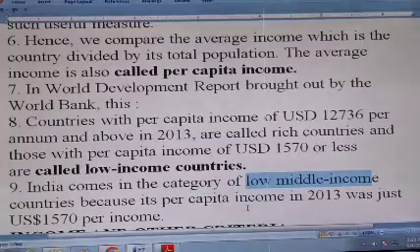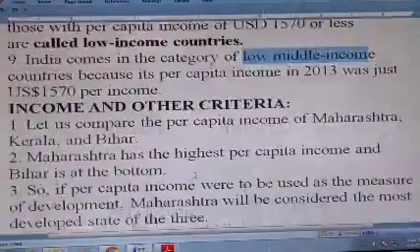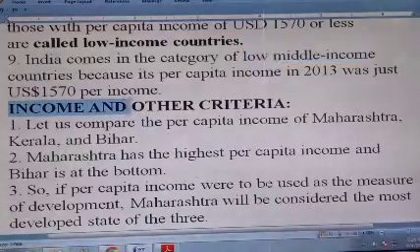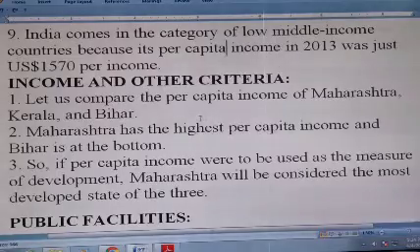So India comes under the lower middle income group. It means India is not in the group of underdeveloped countries, right? Now, income and other criteria. This was according to the World Bank. What was there according to the World Bank? The World Bank is considering only one thing, that is money. The World Bank is comparing the countries on the basis of their per capita income.